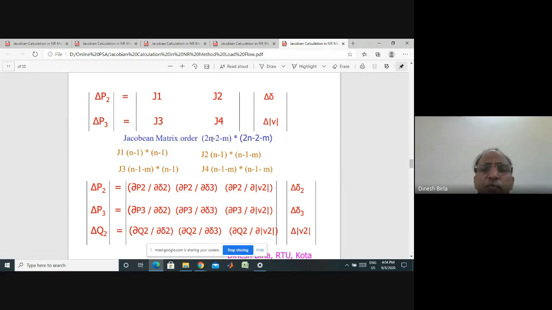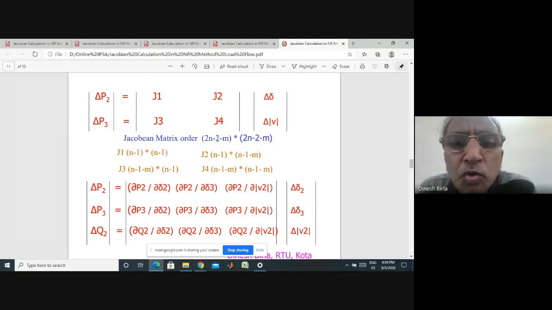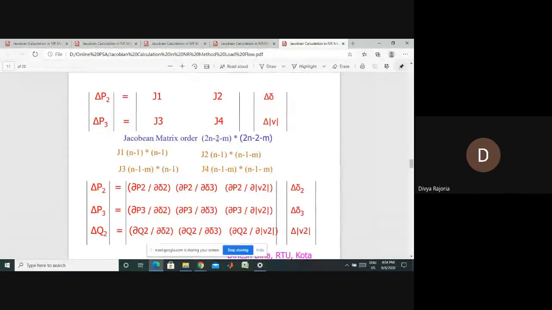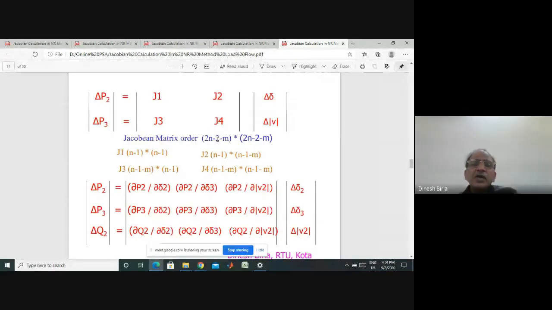what is the number of active and reactive power? So you see 2 has been deducted, because at the slack bus the voltage and angle are defined, P and Q are not defined. So we have deducted 2. I hope it is clear why it is 2n minus 2. Yes, sir. Okay, fine.